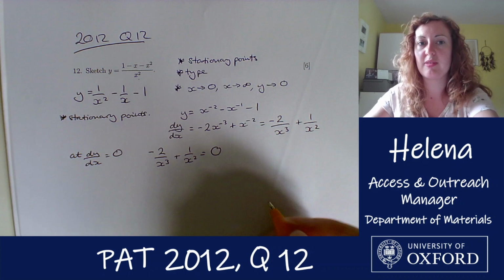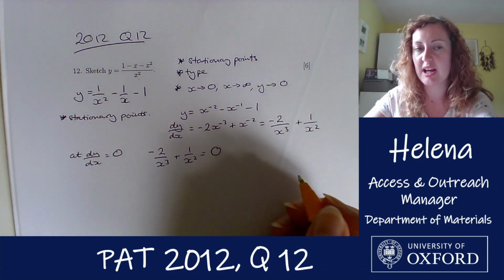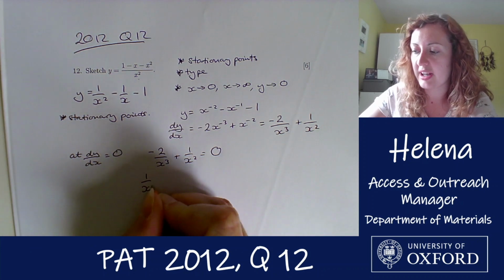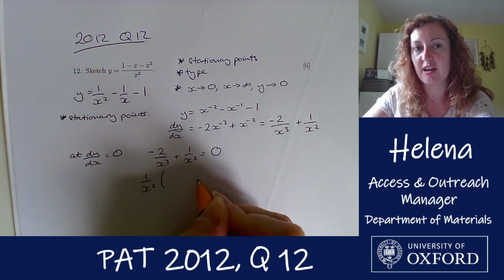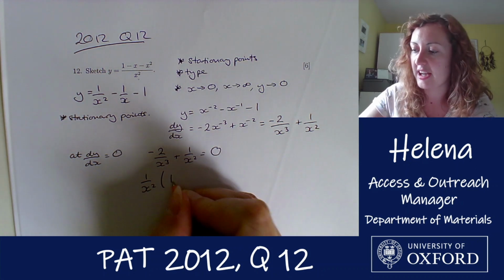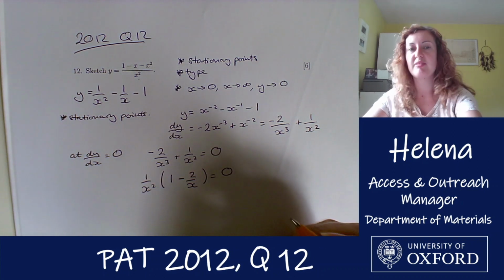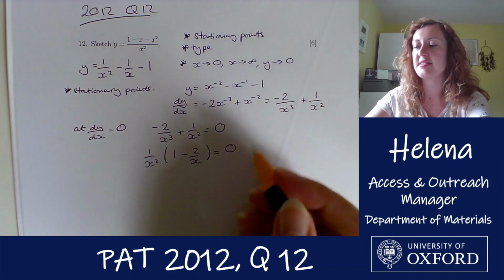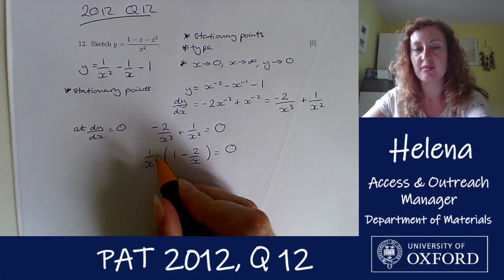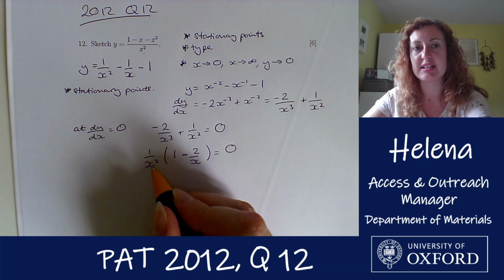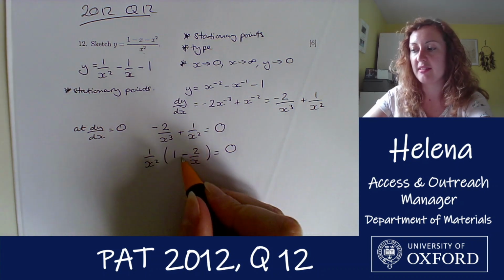equals 0. Okay, so to help me figure this out, I'm going to factor out 1 over x squared from this equation. So we have 1 over x squared. I'm also just going to swap the terms around so we have the negative term on this side. So we have 1 minus 2 over x equals 0. Okay, so we can see that this equation goes to 0 either as x goes to infinity here, because then this is dividing by infinity, which goes to 0 there, or this term here goes to 0.